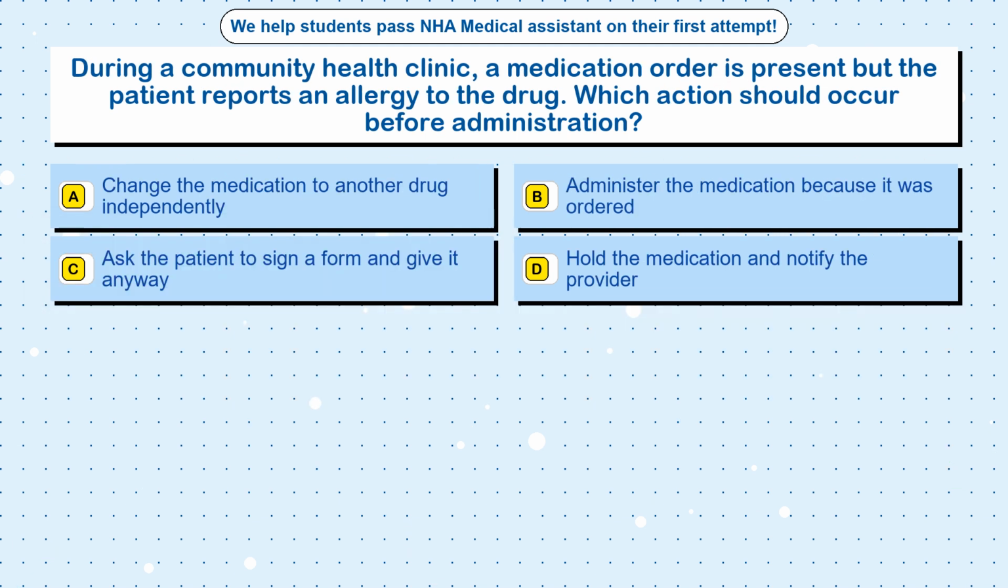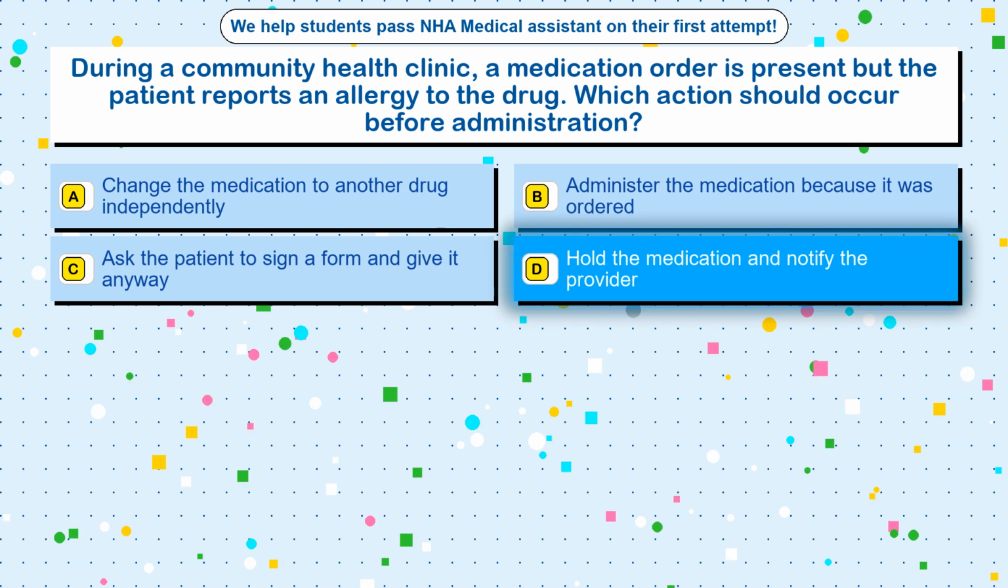Question 18. During a community health clinic, a medication order is present but the patient reports an allergy to the drug. Which action should occur before administration? Option A. Change the medication to another drug independently. Option B. Administer the medication because it was ordered. Option C. Ask the patient to sign a form and give it anyway. Option D. Hold the medication and notify the provider.